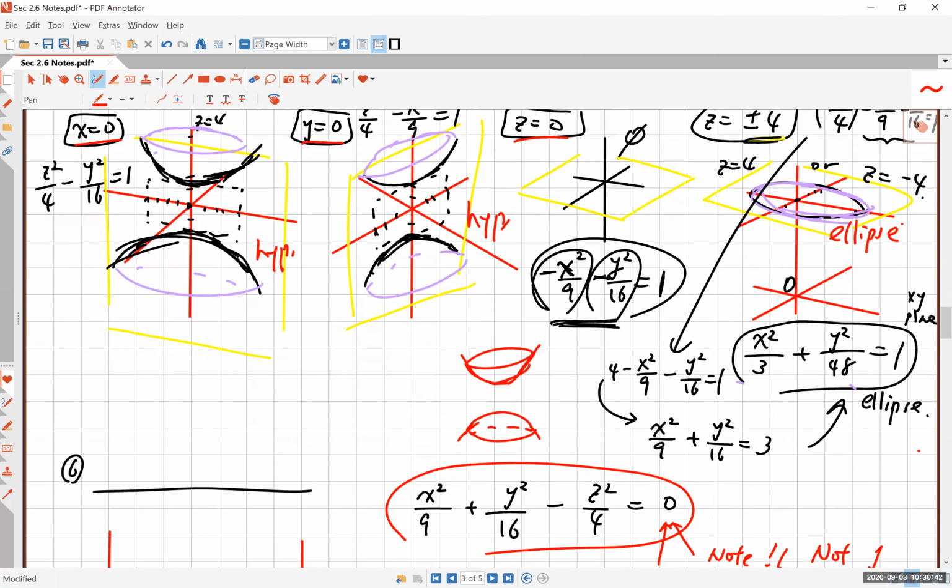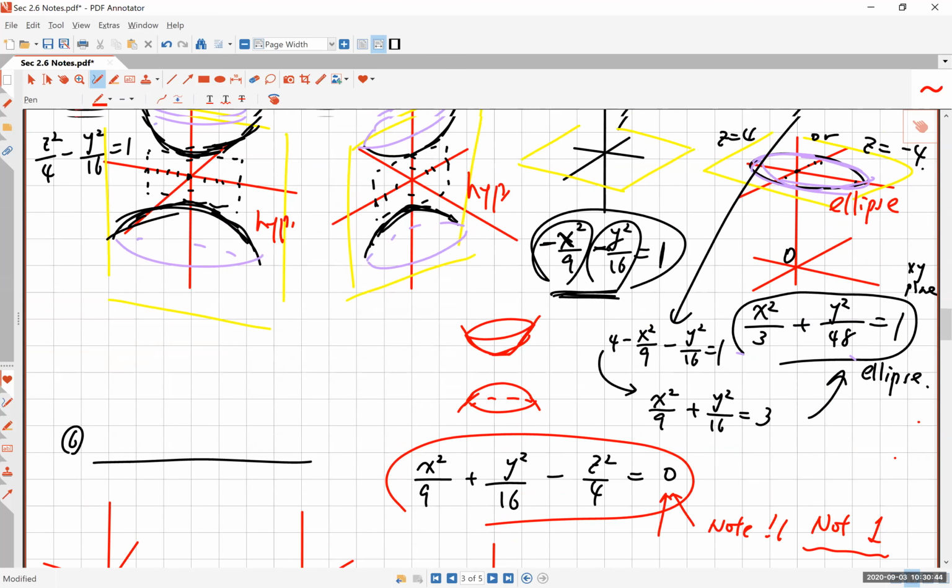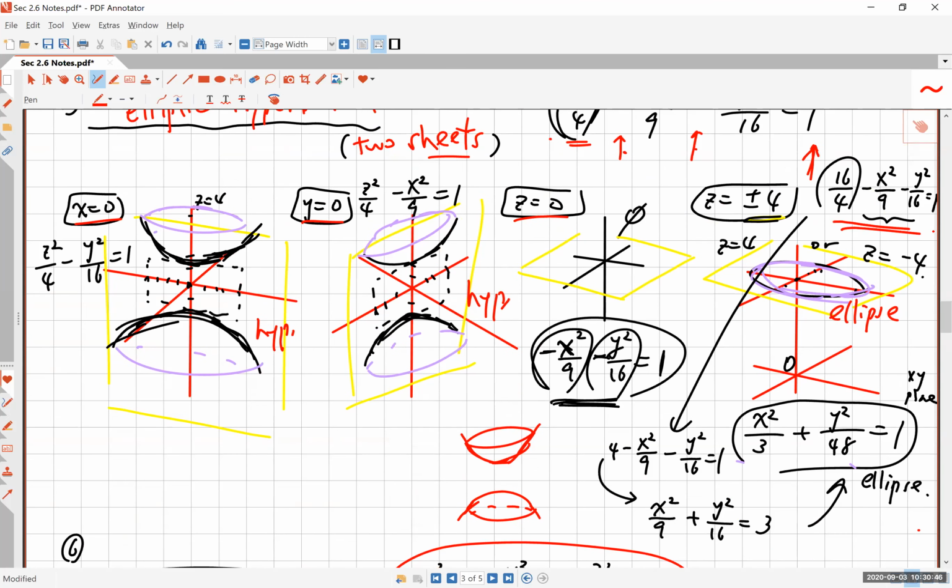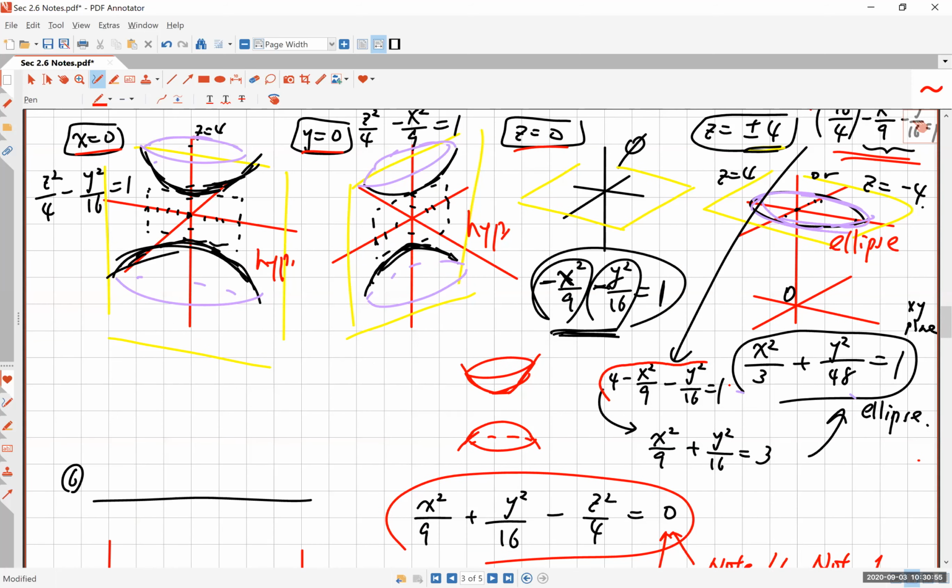Okay, so I rewrote this because it was sort of ugly at the end. What I was trying to say here is that if you let z be equal to plus or minus 4, then this is what you get, which simplifies to this. And if you want to make this into 1, you get this equation, which is clearly an ellipse, right? And that's the ellipse I drew in purple here.